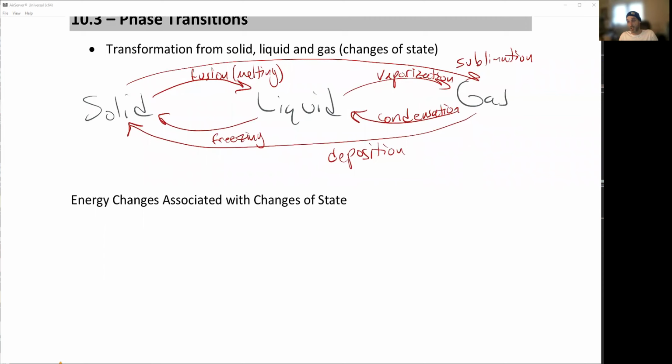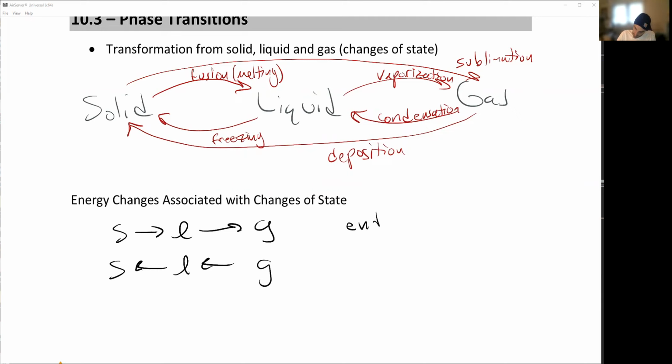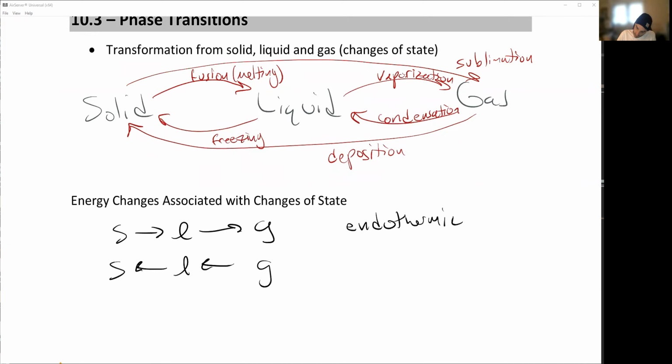We know that there are energy changes associated with phases. So going from solid to liquid to gas, or going from liquid to solid. So for gas to liquid to solid, so basically in the other direction. Think about sweating. You sweat to cool yourself down. You create liquid water, and when it evaporates, so evaporation or vaporization is an endothermic process. So this is endothermic. And the one below is exothermic.